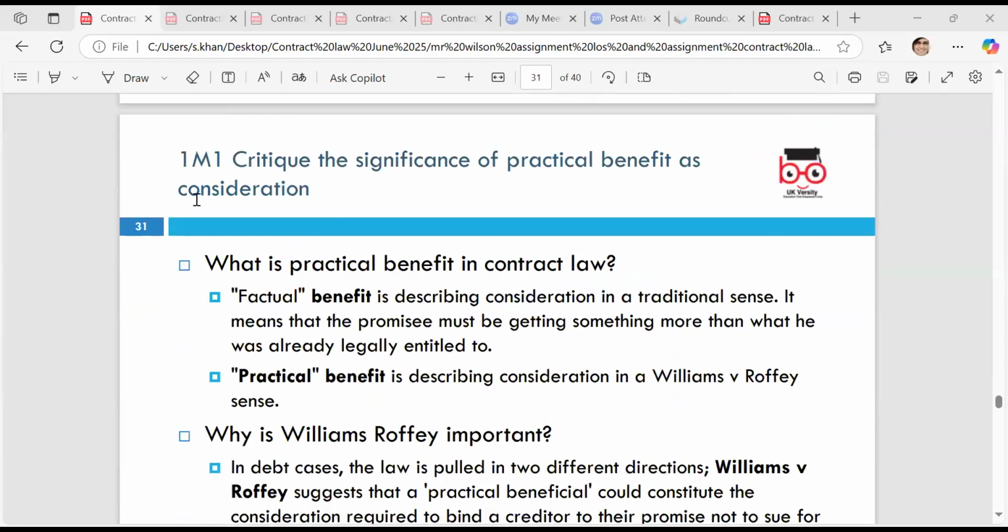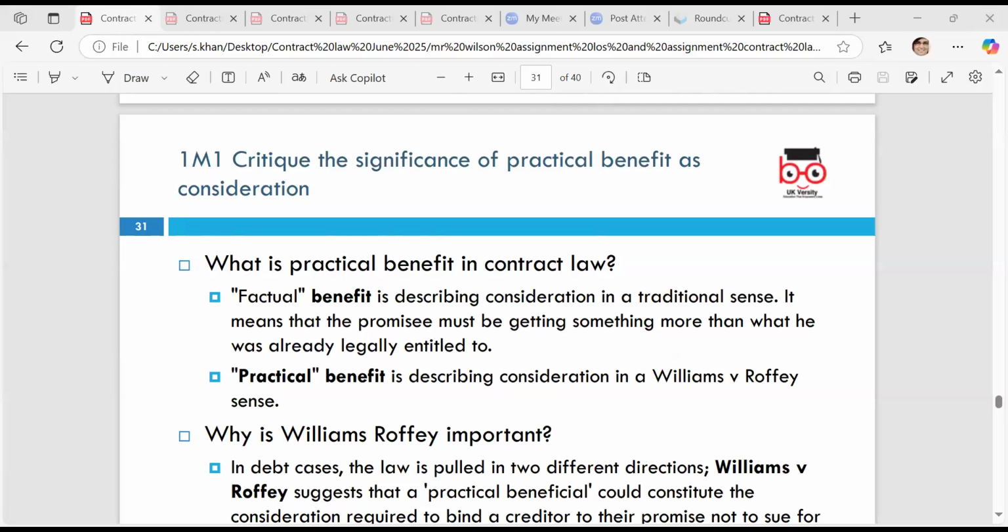And now the next one is 1M1, which is a merit one. Critique the significance of practical benefit as consideration. So what is practical benefit? Practical benefit in contract law can serve as valid consideration, meaning a promise to perform an existing contractual obligation can be legally binding if it provides a practical benefit to the other party.